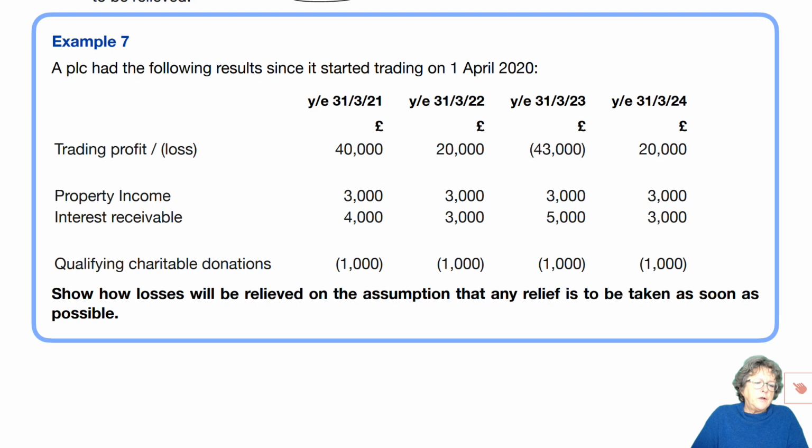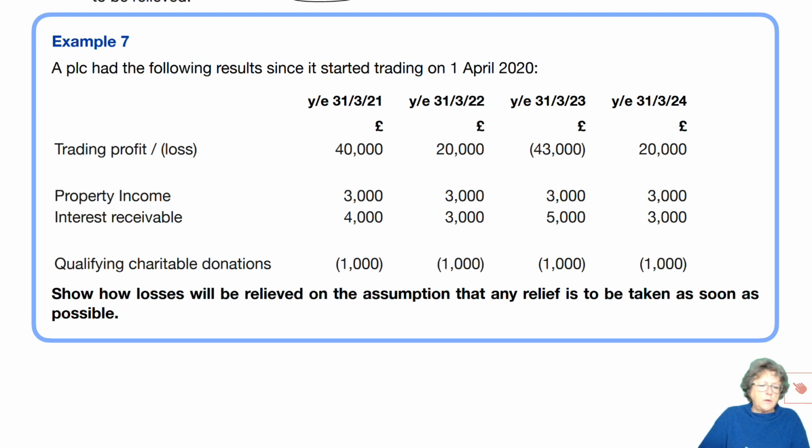So example number 7. APLC has the following results since it started to trade on the 1st of April 2020. In the year ended 31st of March 21, it made a profit. 22, it made a profit. 23, it made a loss. And 24, it made a profit again. We've also got property income and interest receivable.